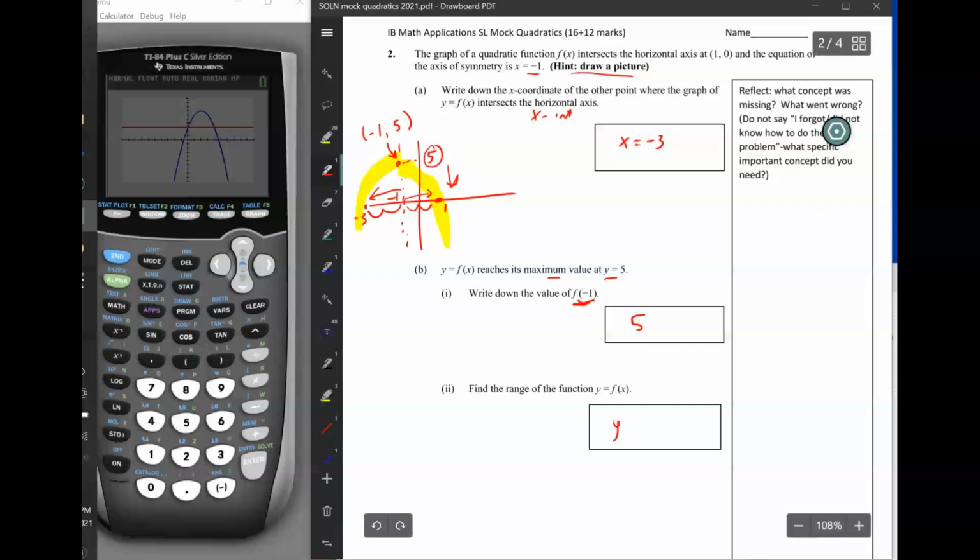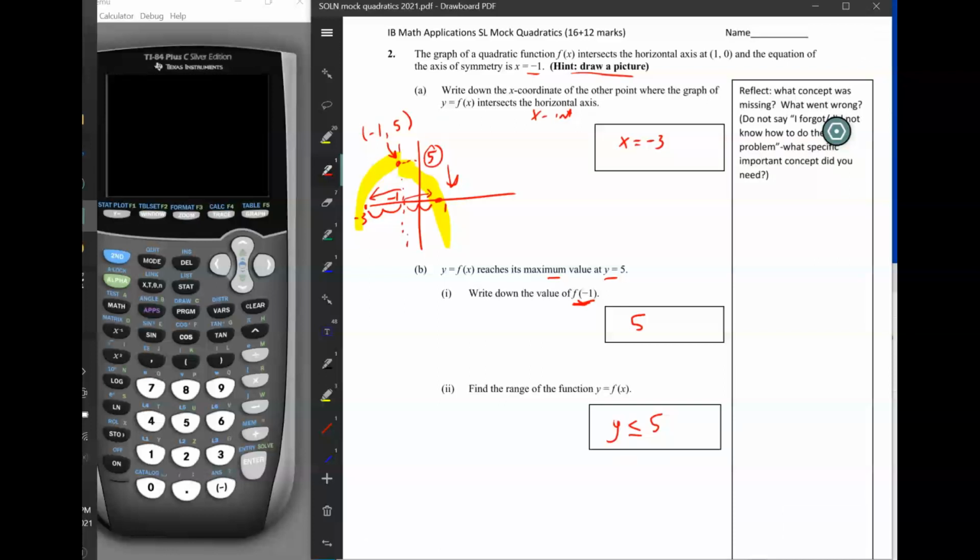Now the question is, do we write y is less than 5, or do we write y is less than or equal to 5? The reason why we would write y is less than or equal to 5 is because the vertex is also a valid point on the quadratic, and it has a value of exactly y equals 5. So we want to include y equals 5. So instead of just putting y is less than 5, we would put y is less than or equal to 5. Okay? Remember range? All right.